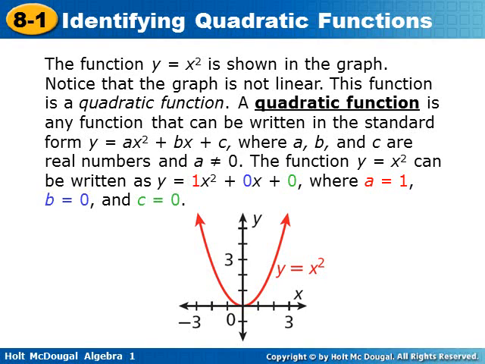A quadratic function is any function that can be written in the standard form y equals ax squared plus bx plus c, where a, b, and c are real numbers and a cannot equal 0, or else we don't have the squared term, which is what makes it a quadratic. The function y equals x squared can be written as y equals 1 times x squared plus 0x plus 0, where a equals 1, b equals 0, and c equals 0.